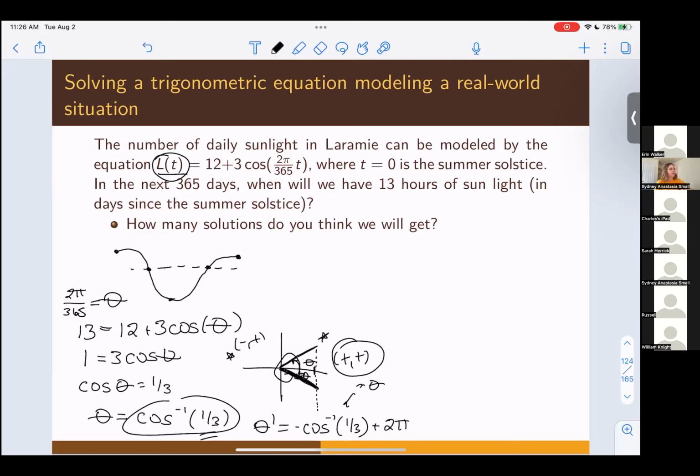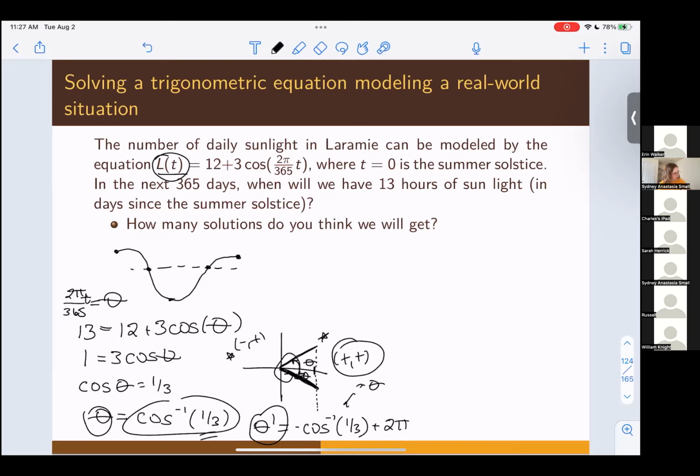Questions on what we've done so far? Okay, we're not quite done. Remember, I just solved for theta and theta prime, which is great, but I don't care about theta and theta prime. I care about t. So I want to substitute this back in for theta and for theta prime to solve for t, because theta was just a placeholder so I could think about the problem. I want to solve for t, the days since.